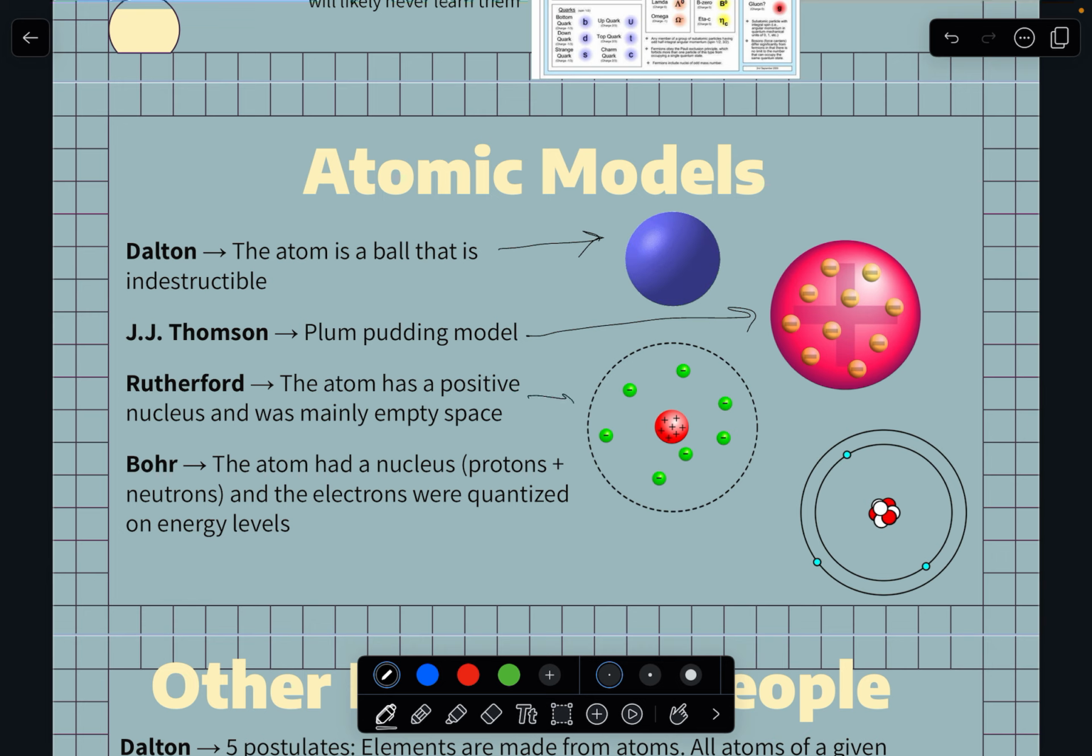Rutherford took that and said that the positive was only right in the center, in the nucleus, but it's mostly empty space in the atom. He also kept the negatively charged electrons around there. And then Bohr went off of Rutherford's model with the nucleus still being there with the protons and neutrons, but the electrons are now quantized, so they're on specific energy levels, right? So we have the first energy level, the second energy level, and so on and so forth.